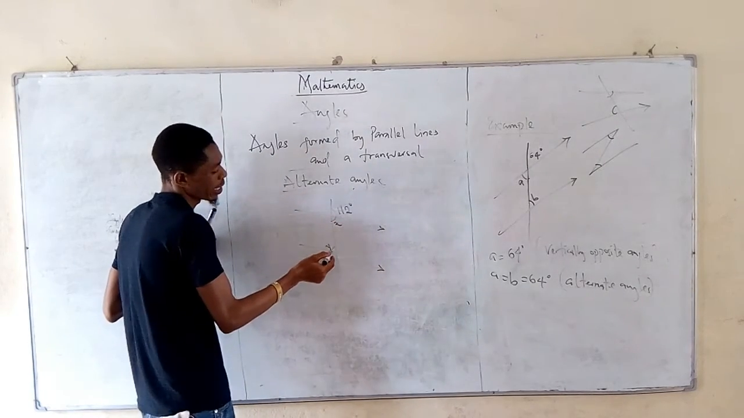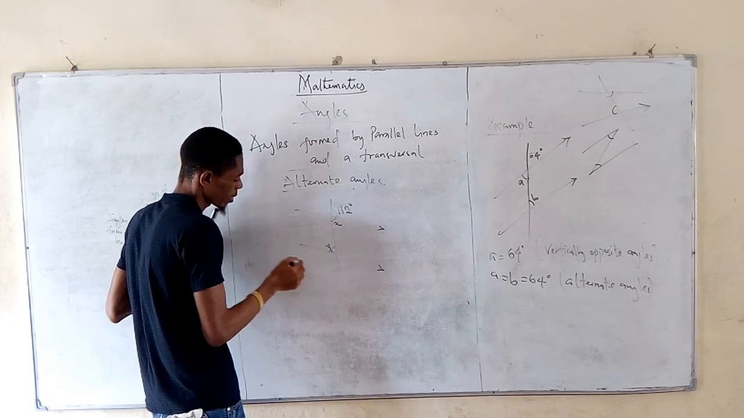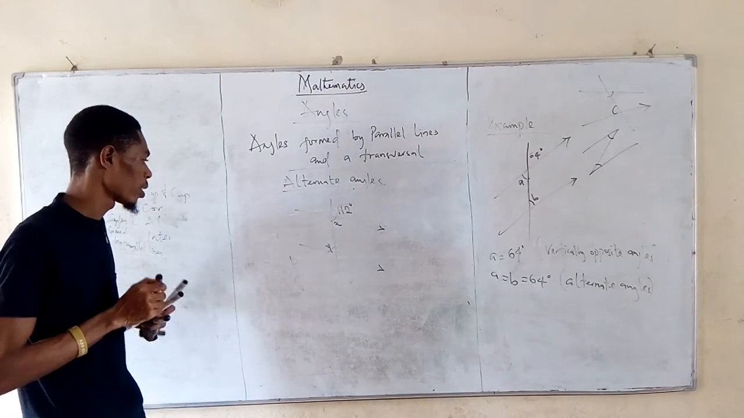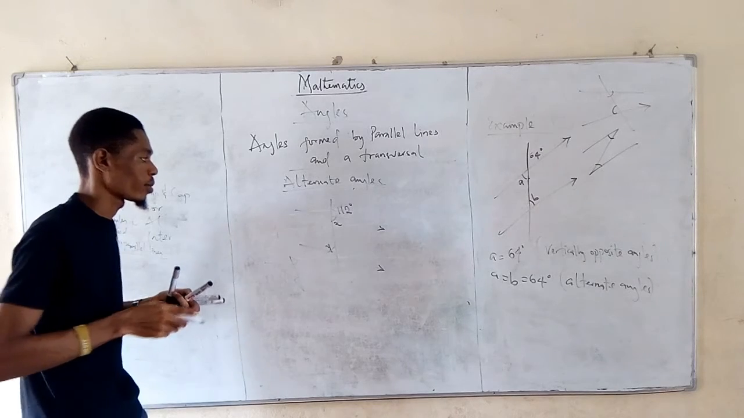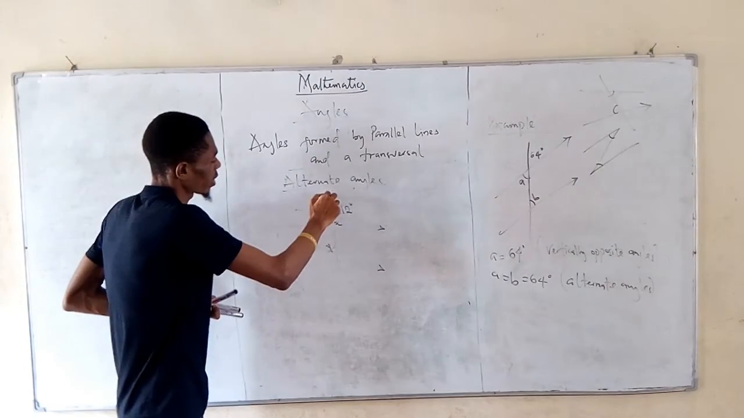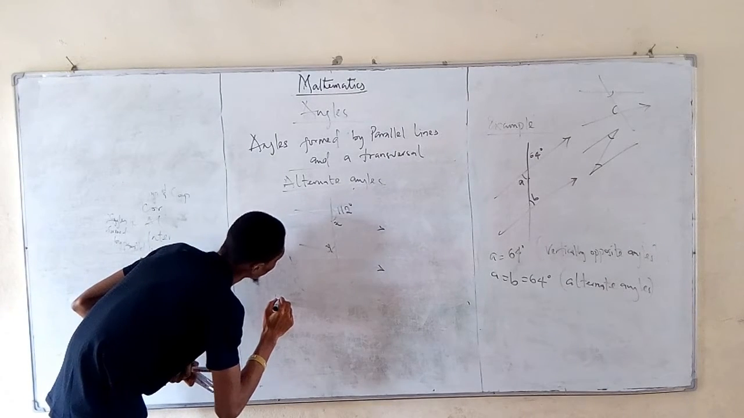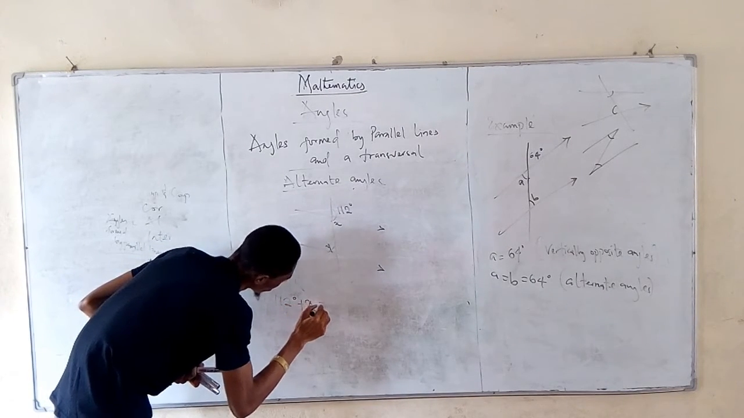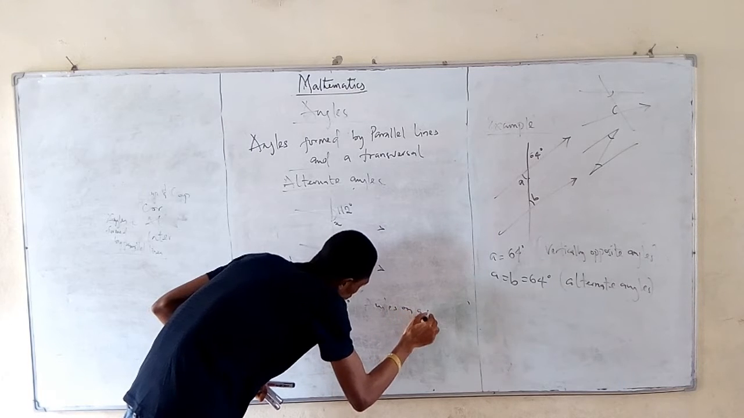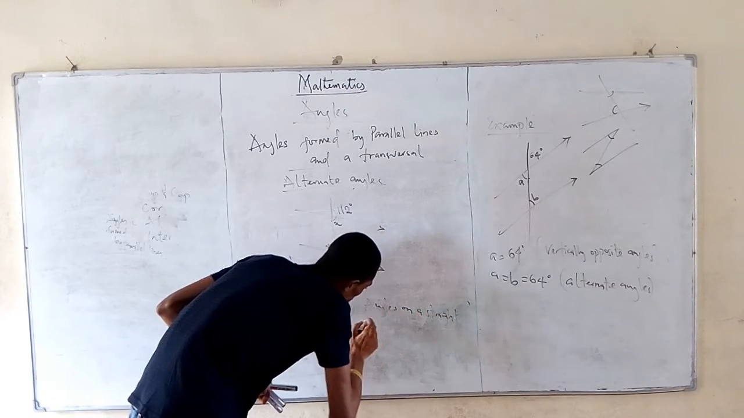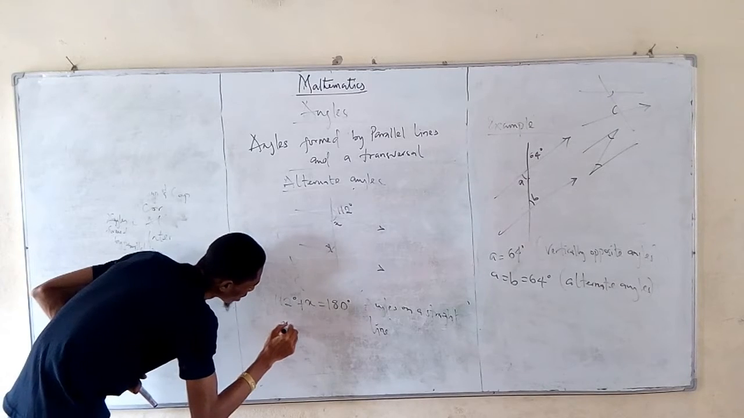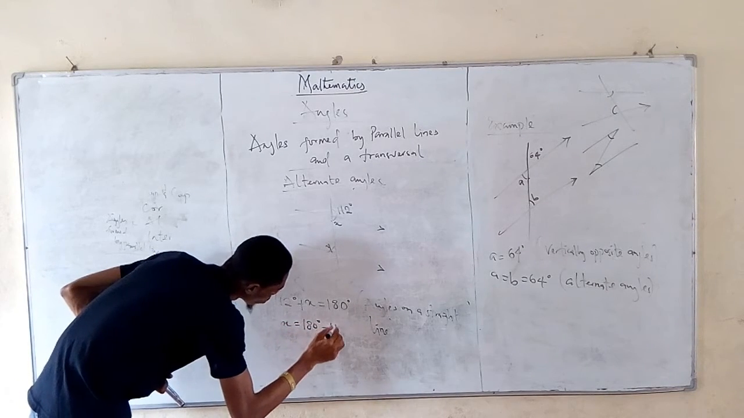Now look. X and y form something like this, which looks like a Z, right? That means they are alternate angles. But look at x and 112 degrees. They are formed on a straight line. It means that 112 degrees plus x is equal to 180 degrees. Why? They are angles on a straight line. So x is equal to 180 degrees minus 112 degrees.